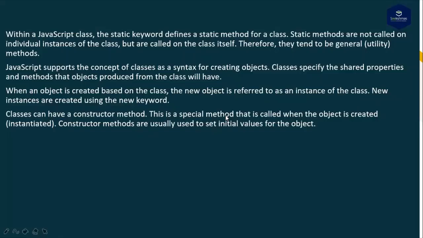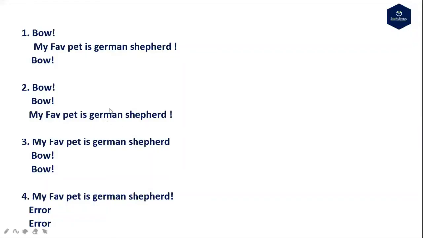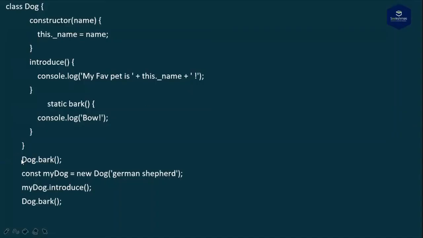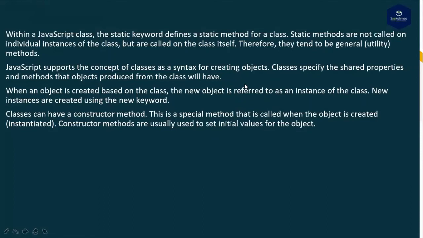Within JavaScript, the class static keyword defines a static method for a class. I've used the static keyword there. It defines a static method for a class. Static methods are not called on an individual instance of a class, but are called on the class itself. As we have used, with the class name Dog followed by the method we have considered, the static method. It is not used with an individual instance. Instead, we are using the class itself. That is what it is saying.